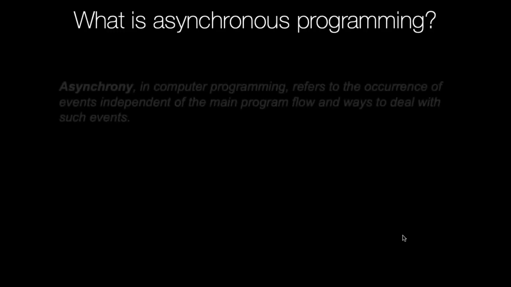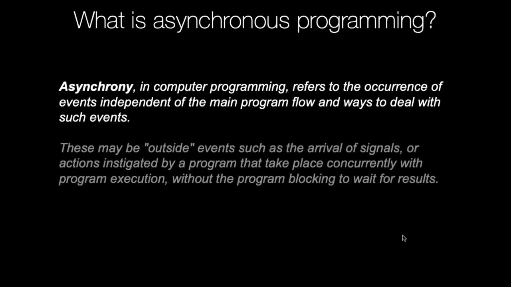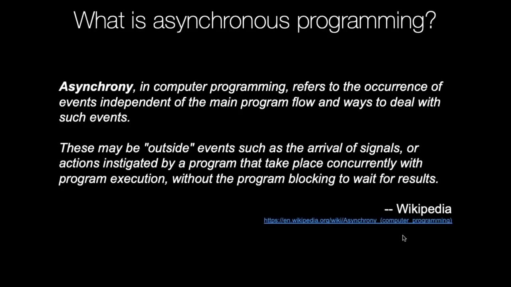So let me throw a little definition up here. This is from Wikipedia. It says, asynchrony in computer programming refers to the occurrence of independent events of the main program flow and ways to deal with such events. These may be outside events such as arrival signals or actions instigated by the program that take place concurrently with program execution without the program blocking or waiting for the results. That's Wikipedia. Nothing here says it means I created a thread. It means I created sub-processes, or I'm using multiprocesses or thread pools or execution pools or anything like that.